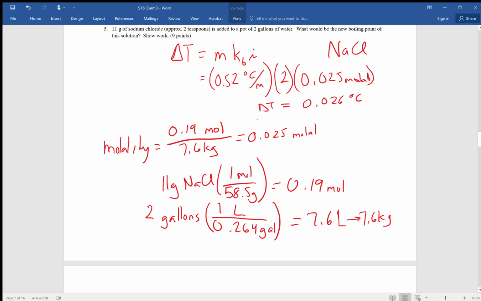So if the normal boiling point of water is 100 degrees Celsius, we can add that delta T. And so we find that adding 2 teaspoons of salt to our water only raises the boiling point by 26 1/1000ths of a degree.